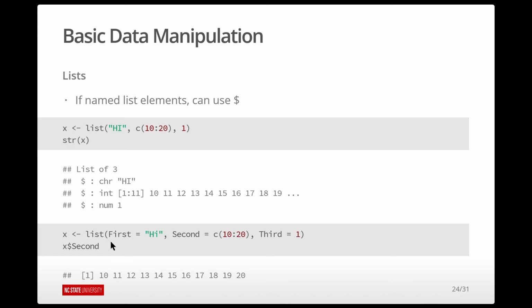So say when we create our list, we could say, I want to name my first list element first, second one second, and third third. Now, if you ran this same structure, you would see first, second, and third show up. And so just like we did with a data frame, I could then do the $ operator. X $second would give me my second element.